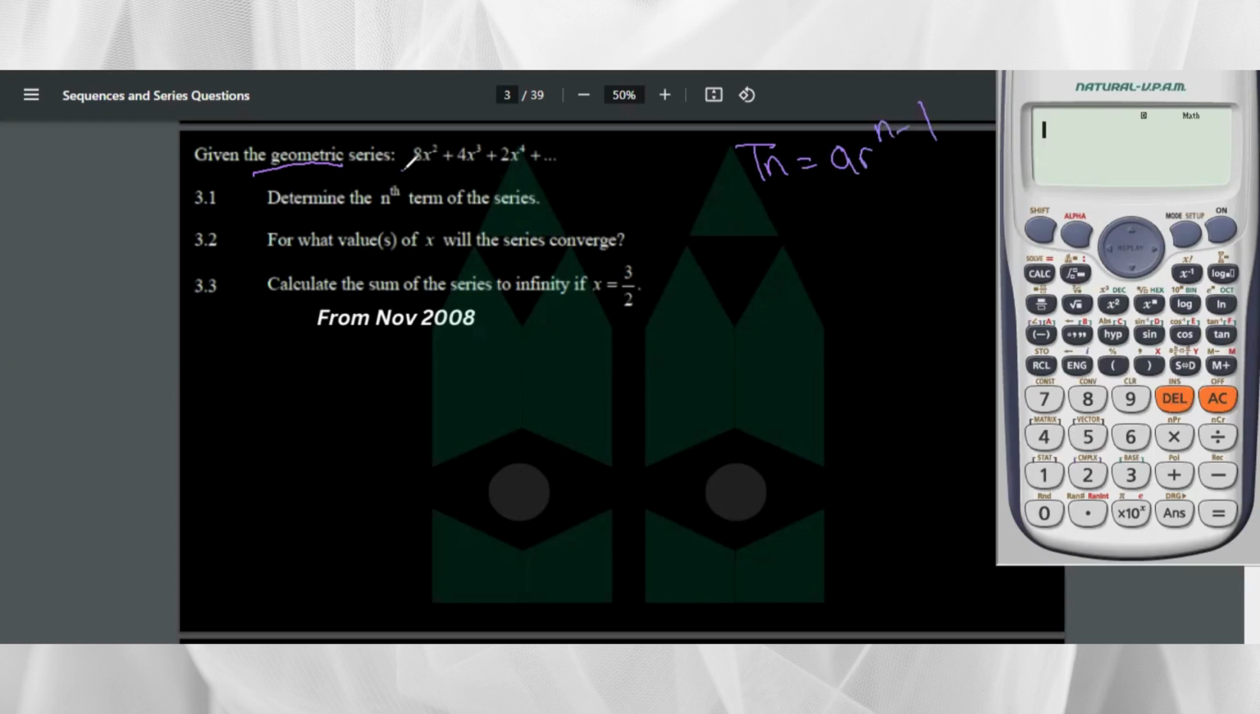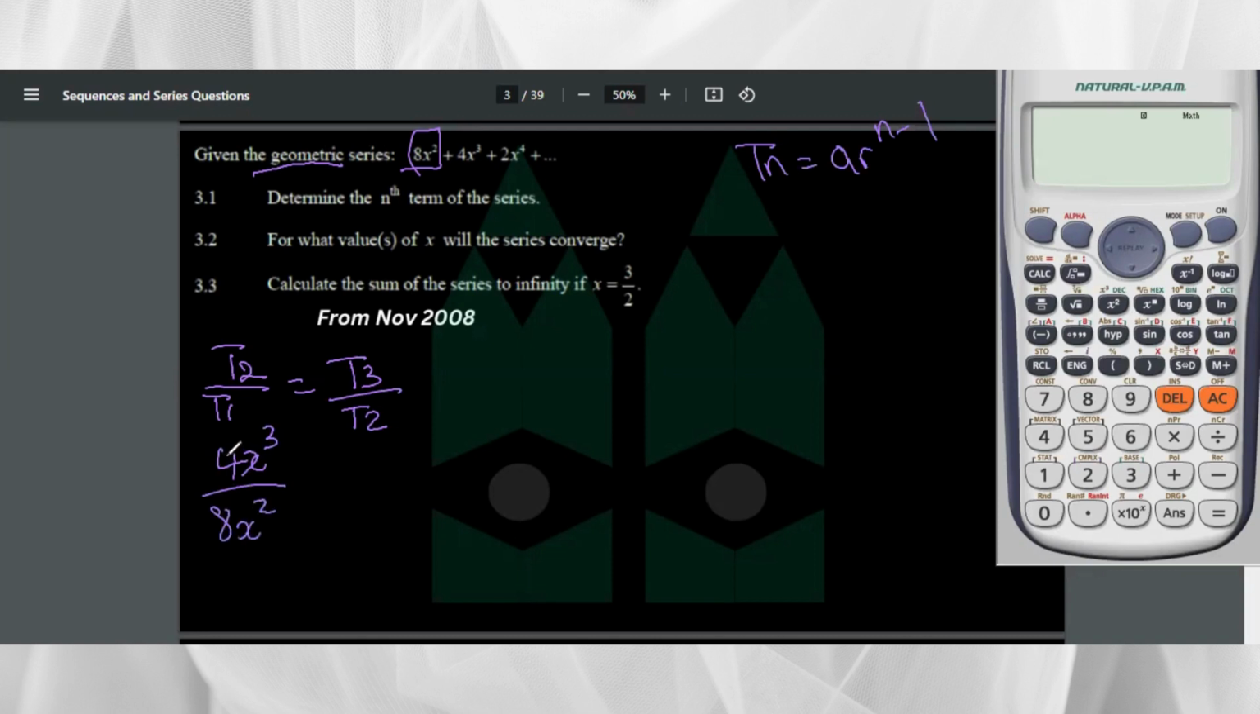Now we do know that this is our a, but then we need to find our r. How do we find our r? Well, we find our r by saying t2 over t1 is equal to t3 over t2. Now you don't need to do all of this. If you can just do t2 over t1, that will be fine because they already said it's a geometric sequence. So let's just do that. Our t2 is 4x cubed divided by 8x squared.